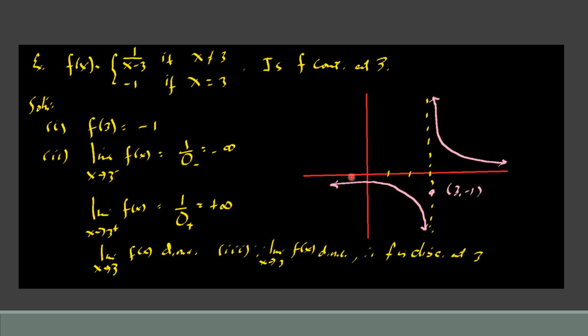Looking at the graph, we see that there is a vertical asymptote at x equal to 3, but the function nonetheless is defined when x is equal to 3, that is equal to negative 1. So the point (3, negative 1) is part of the graph of the function f. And obviously the graph cannot be drawn without lifting the pen as it goes through the point (3, negative 1). So obviously it is discontinuous at x equal to 3.